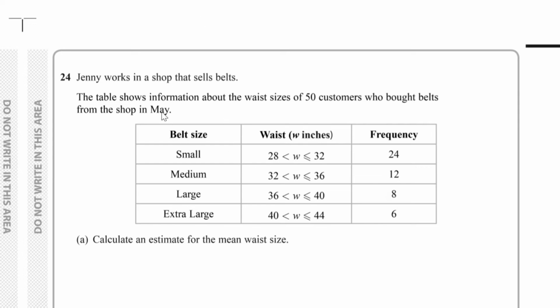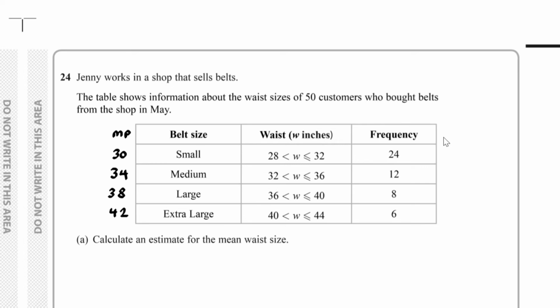Question 24. Jenny works in a shop that sells belts. The table shows information about the waist sizes of 50 customers who bought belts from the shop in May. And for part A, we have to calculate an estimate for the mean waist size. Well, first thing we need to do is find the midpoints of each of these intervals. Here we've got 30. Here we've got 34. Here we've got 38. And here we've got 42.